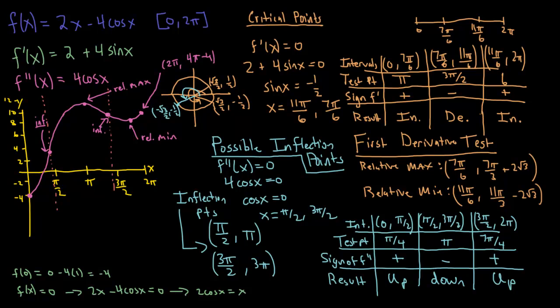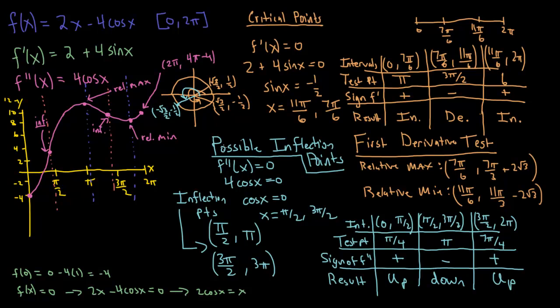We are increasing from 0 to 7 pi over 6, which is until right there. We're then decreasing till we get to 11 pi over 6, and then we're increasing after that. So there you go. Without graph paper, I can be a little neater when I'm not using this tablet thing, but that's about what's going to happen.